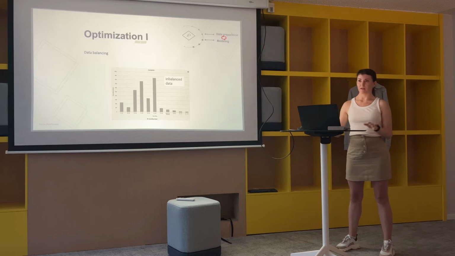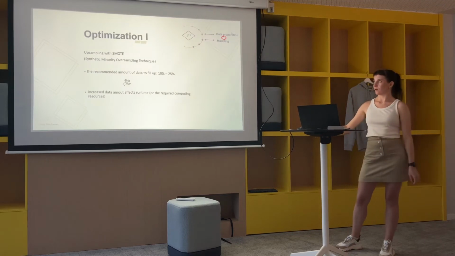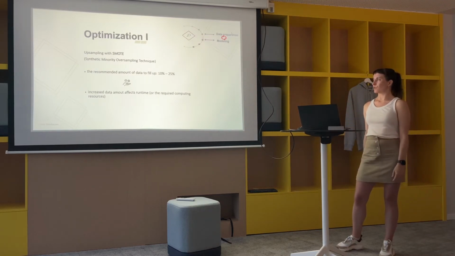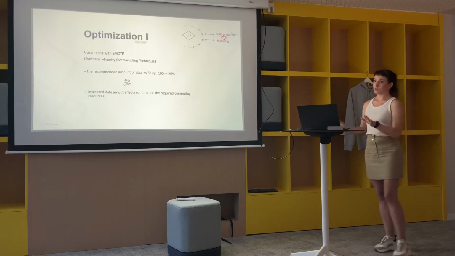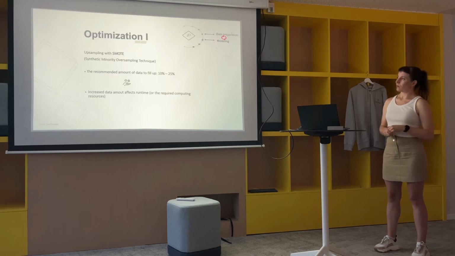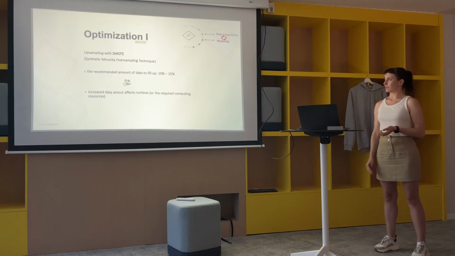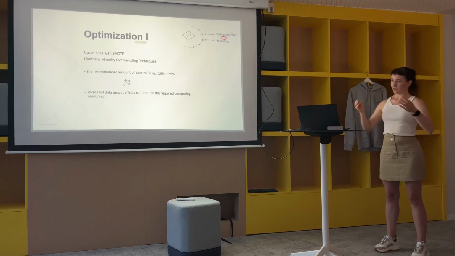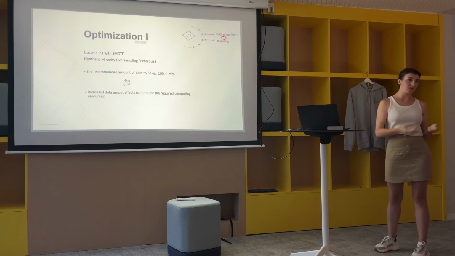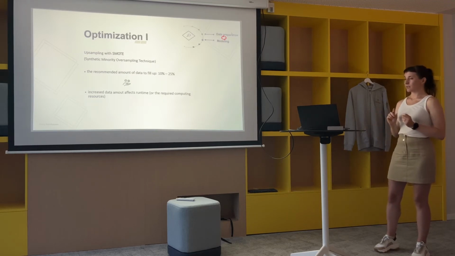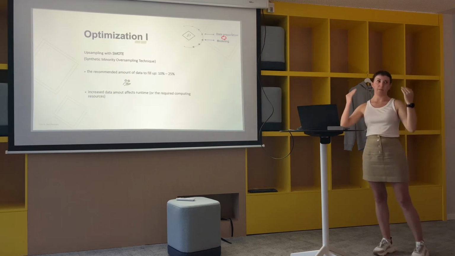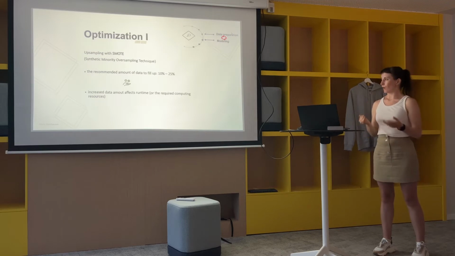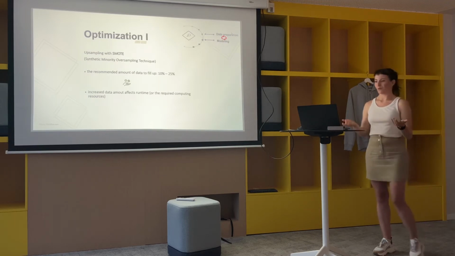Luckily, in data mining, there are some techniques that you can apply to solve this. One of them is upsampling with so-called SMOTE. It is the synthetic minority oversampling technique. There are some points you have to think about. The recommended amount of data to fill up is about 10 to 25%. What you are actually doing is you take your data set and generate from this data set additional data and put it inside of the classes which are underrepresented. In this case, you have to think about, if you increase the amount of data, of course you need more runtime or more memory, depending on what you have.